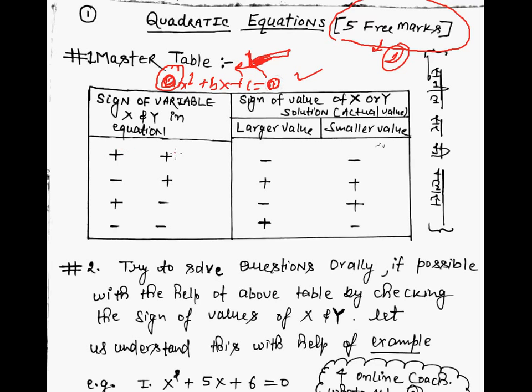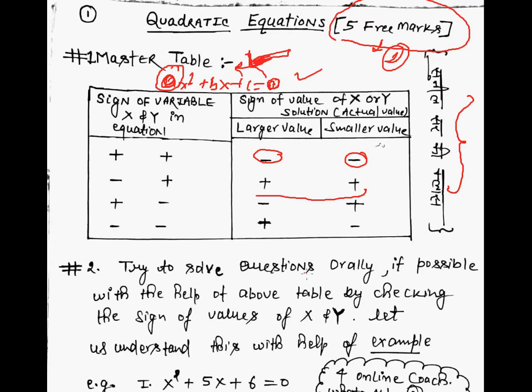If b and c are plus and plus, then the sign of the values of x is minus and minus. If b is minus and c is plus, then the answer will be plus, plus. Same thing here. You have to cram this. If you can't remember, write this in your rough sheet before the exam starts.